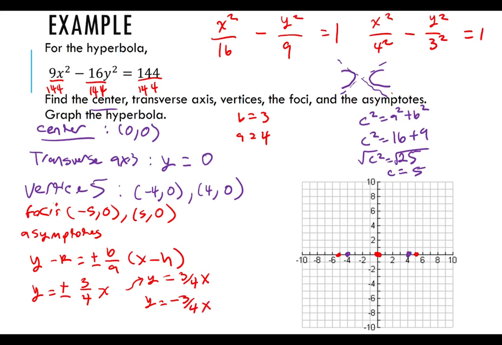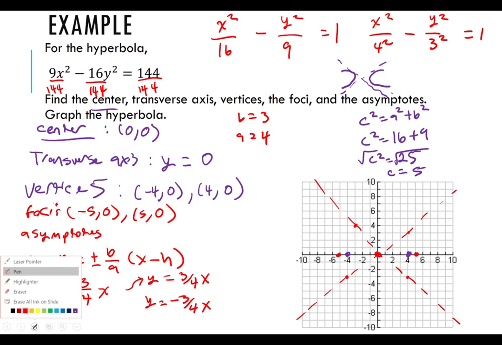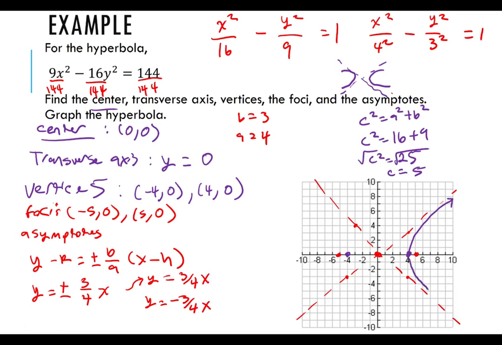If I wanted to be very specific about this graph, I could sketch those asymptotes. So rise over run, and my other one is a slope of negative 3/4. So 1, 2, 3, 4. 1, 2, 3, 4. There we are. Those are the asymptotes. Then, if we want to sketch this hyperbola, it passes through the vertices and approaches these asymptotes. They should continue to approach. They should not pull away, so be careful on your sketching. And that's the hyperbola.